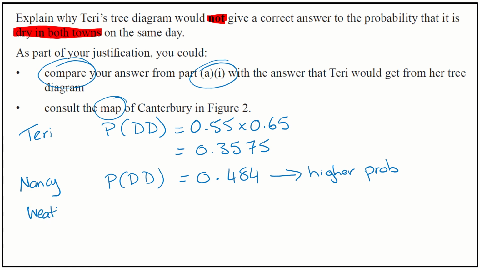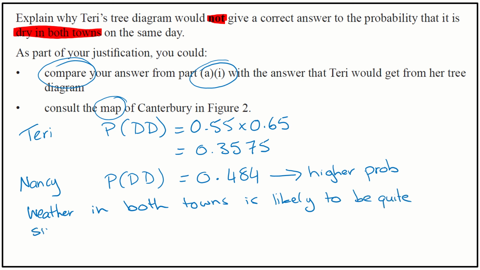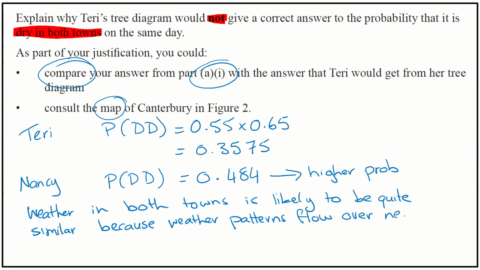So we want to talk about how the weather in both towns is likely to be quite similar. And I always want to put my because. I always want to justify it. So it's likely to be quite similar because weather patterns flow over nearby towns.